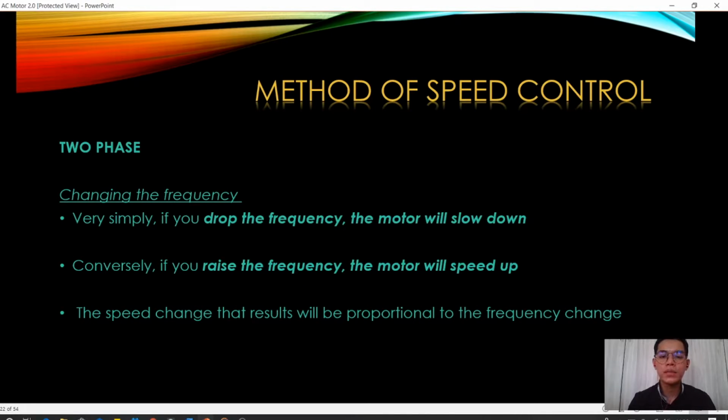For the 2-phase, we can do it by changing the frequency. This method is very simple, as we only need to change the frequency. Increasing the frequency, the motor will speed up; dropping the frequency, the motor will slow down. The speed change will be proportional to the frequency change.